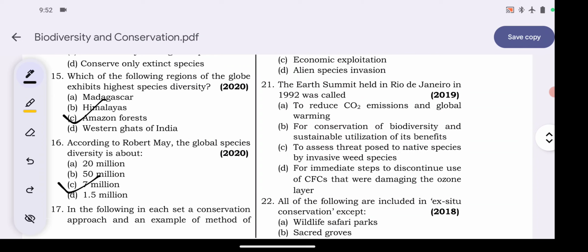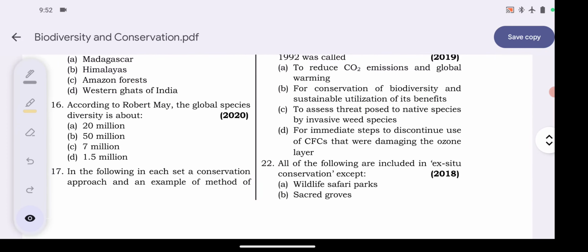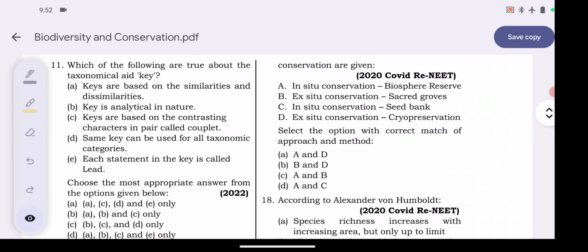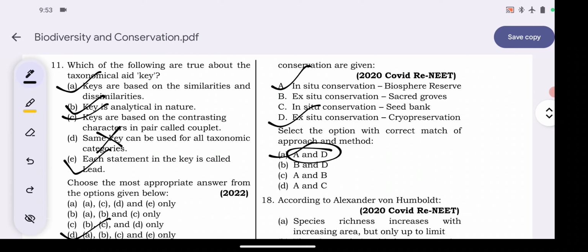Okay. Question number 17. In the following, in each set, a conservation approach and an example of a method of conservation are given. Select the option which is the correct match for the appropriate approach and method. Option A, in situ conservation, biosphere reserve. Ex situ conservation, sacred groves. In situ conservation, seed bank. Ex situ conservation, cryopreservation. So here the answer will be option A and option D. Okay, these two statements are correct. That's why option A हमारा आंसर होगा. Okay.